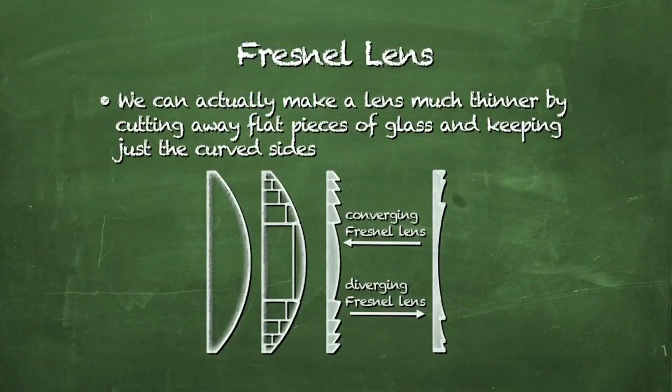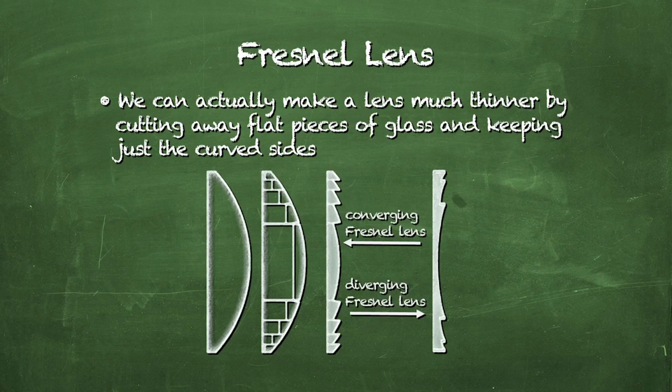We can also make a diverging Fresnel lens in the same way. Here you see an image of a diverging Fresnel lens, and you can see the difference between the converging and the diverging lens. With the diverging lens, all of the surfaces slope towards the middle of the lens, whereas in the converging lens, all of the surfaces slope away from the middle.